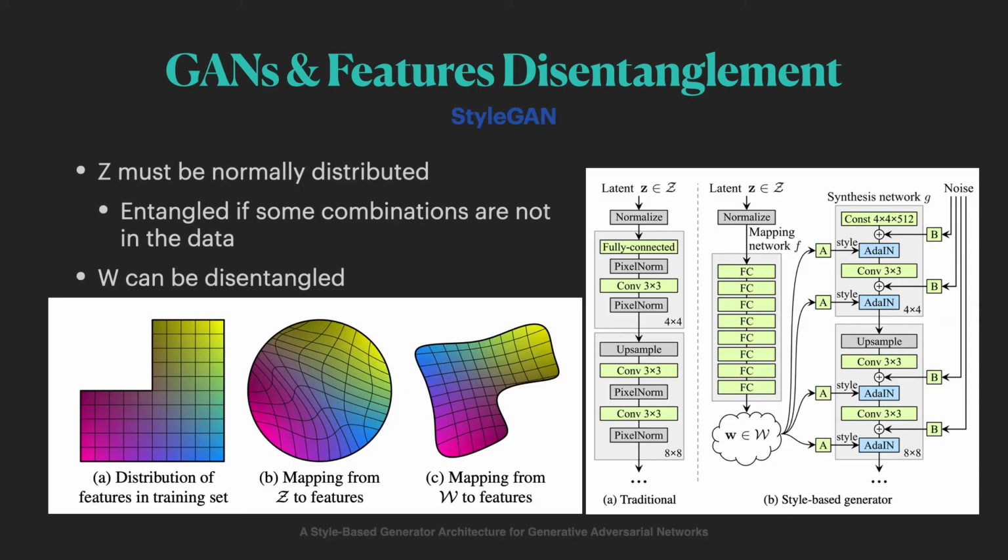StyleGAN explained why entanglement happens in a very nice visualization. Let's say we have two disentangled features, but there are some combinations of them that do not appear in the data, like you can see in figure A. Since we are sampling from the normal distribution in figure B, we need to close the hole and features become entangled. What they propose is to learn a mapping to an intermediate latent space that can be disentangled, and therefore separate the sampling from the latent space that we actually want to use for disentanglement.